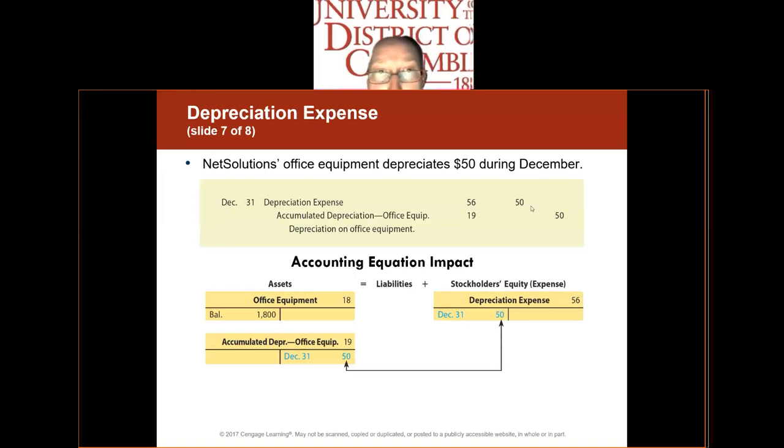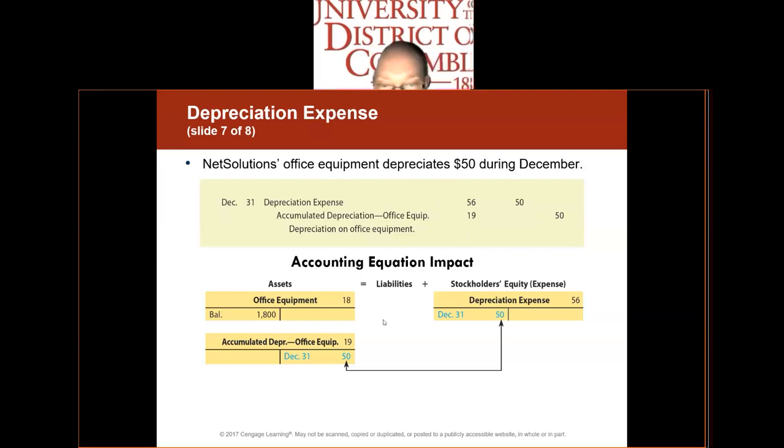Here's how it looks. So our company has office equipment that we depreciated for $50 during the month of December. We increase our depreciation expense by debiting depreciation expense $50. We credit our accumulated depreciation for office equipment for $50 to increase our accumulated depreciation.